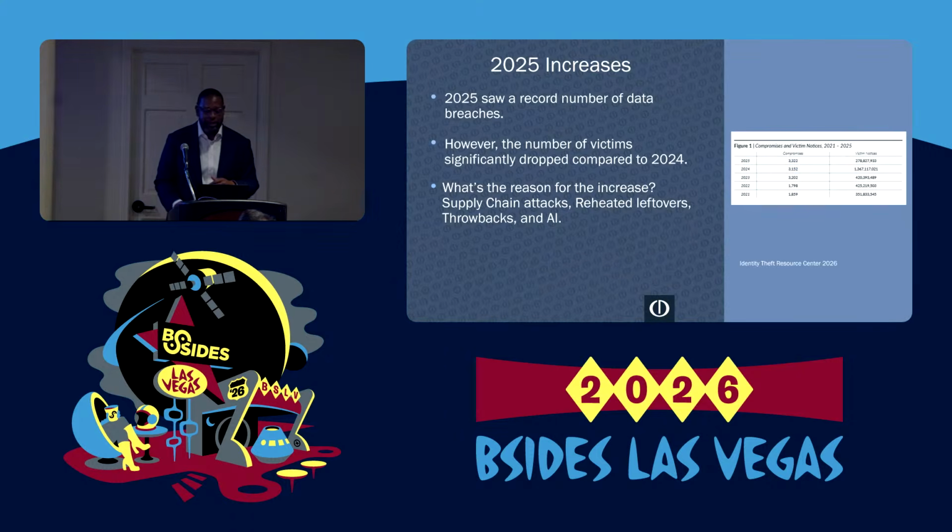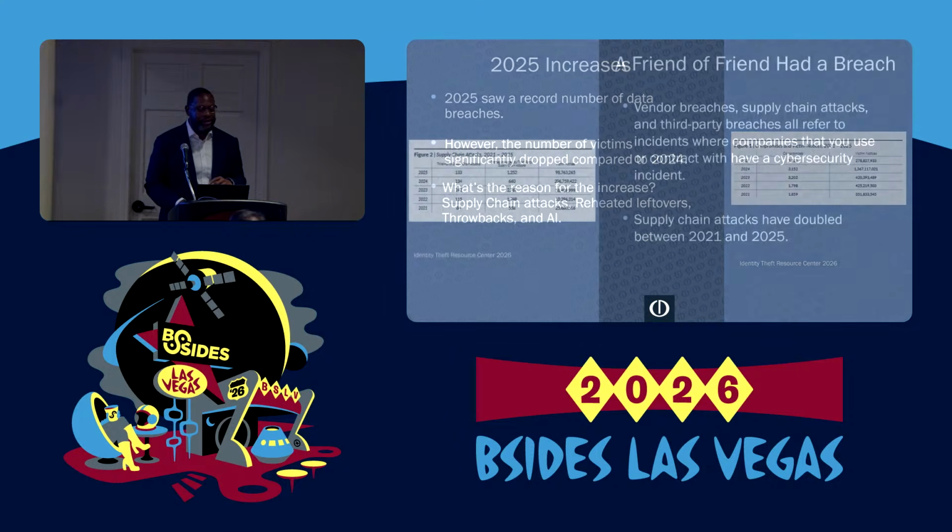So, cybersecurity trends. Last year we saw a record number of data breaches, right? So we had an increase in the number of breaches, but actually a slight drop in the number of people who received notices in the mail. So what was the reason for this increased number in cybersecurity issues? Well, one of them was supply chain attacks. Another issue is reheated leftovers, which we'll talk about in more detail, and then throwbacks along with a sprinkle of AI. Those are the things that were driving that increase last year.